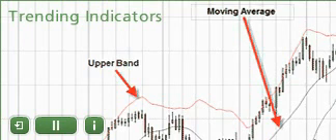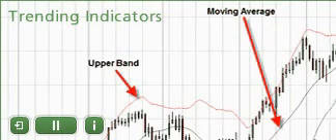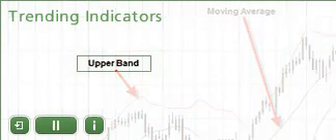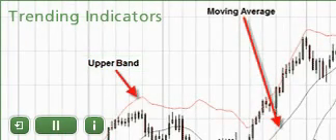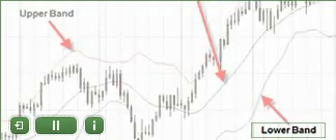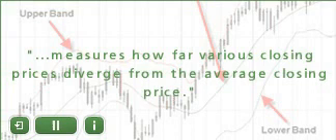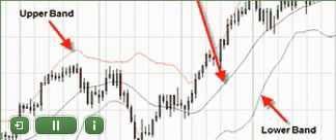Bollinger Bands are typically based on a 20-period moving average. This moving average runs through the middle of the two bands. The upper band is plotted 2 standard deviations above the 20-period moving average. The lower band is plotted 2 standard deviations below the 20-period moving average. A standard deviation is a statistical term that measures how far various closing prices diverge from the average closing price.